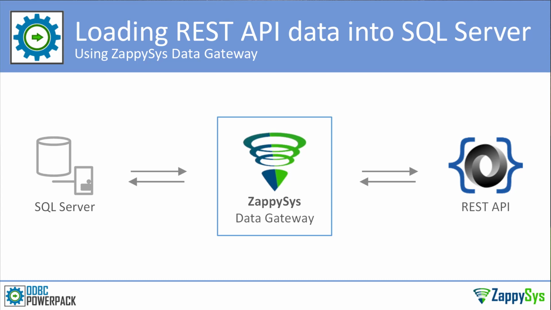Today you will learn how to load REST API data into SQL Server using ZappySys Data Gateway and ZappySys ODBC drivers. Before starting the presentation, let me briefly tell what ZappySys Data Gateway is. It's a tiny SQL server which gets installed as a Windows service as a part of ZappySys ODBC PowerPack. Basically, you can view it as a bridge between your client application and a data source you want to access. In our case, the client application is SQL Server and the data source is a REST API service.